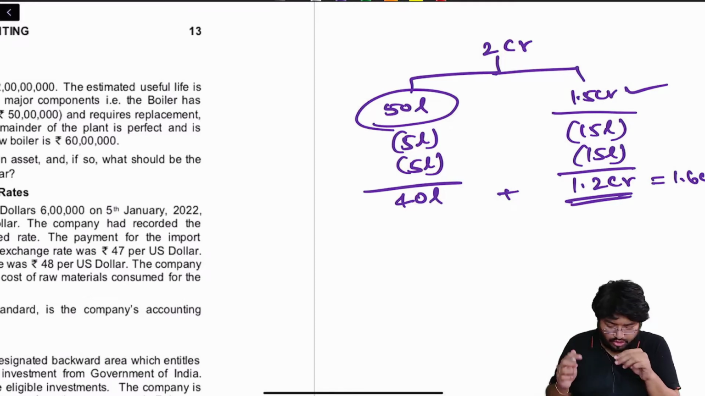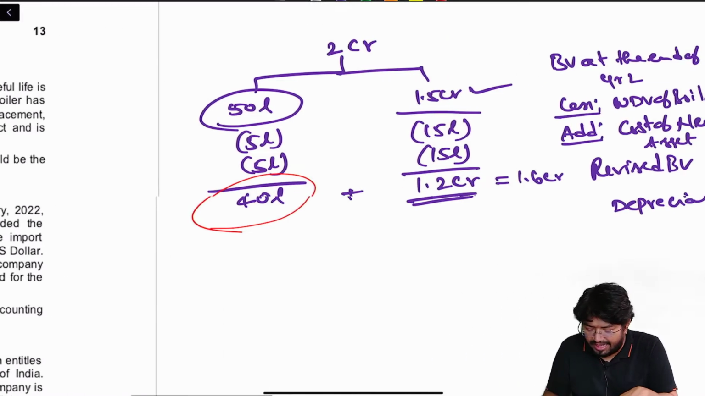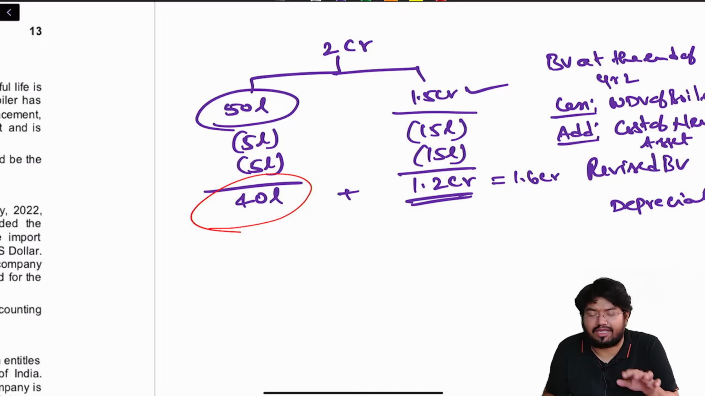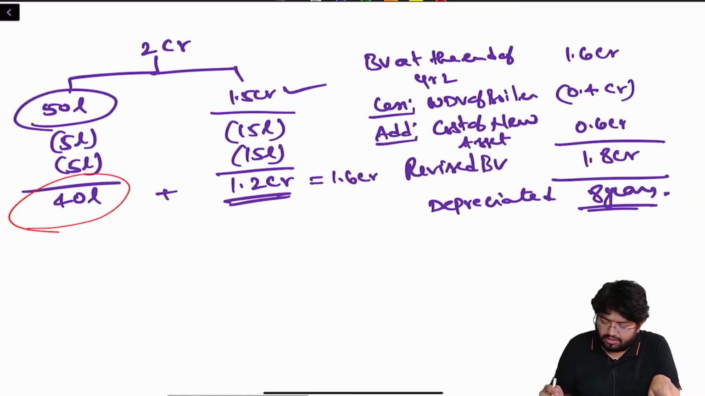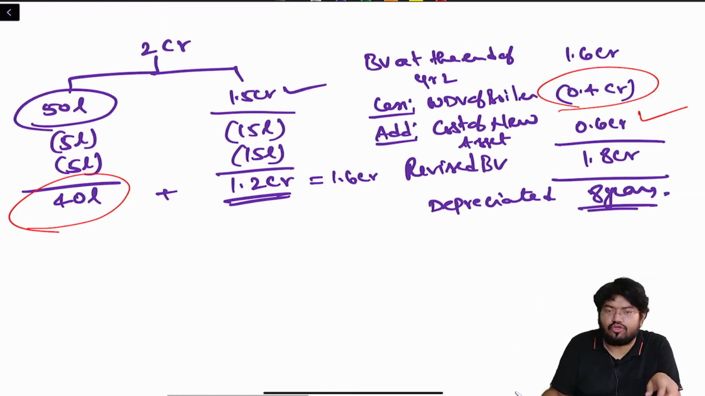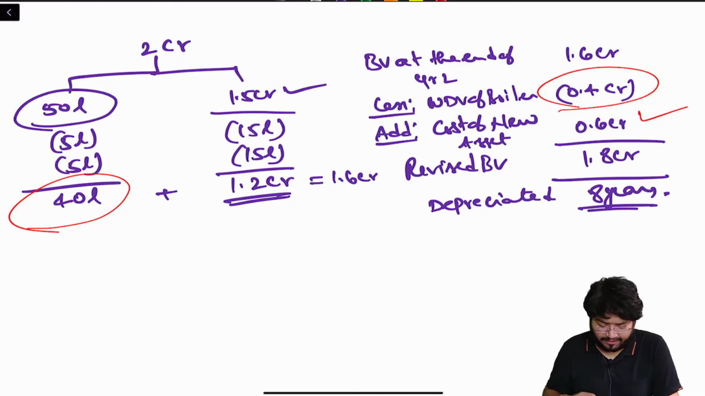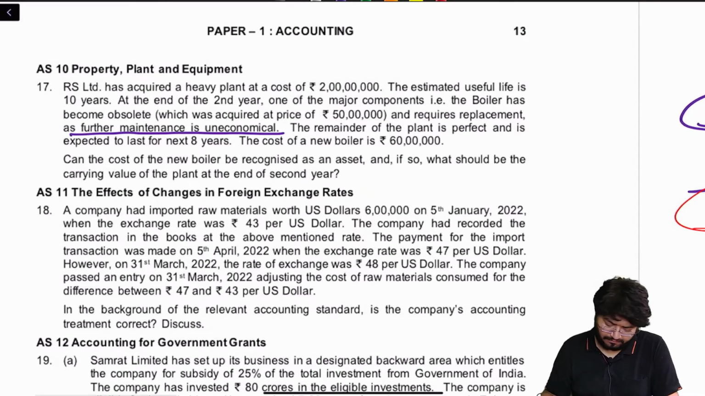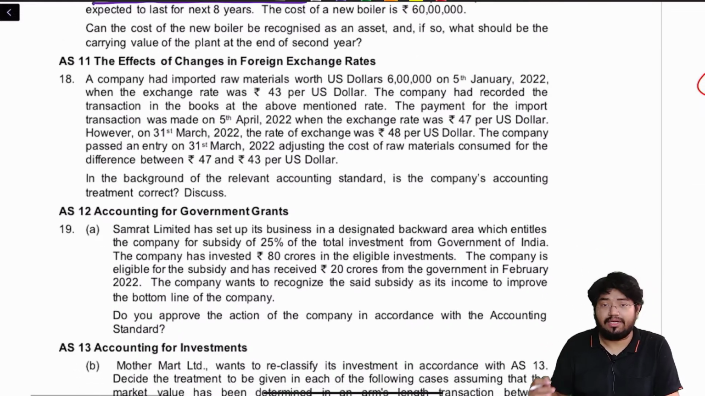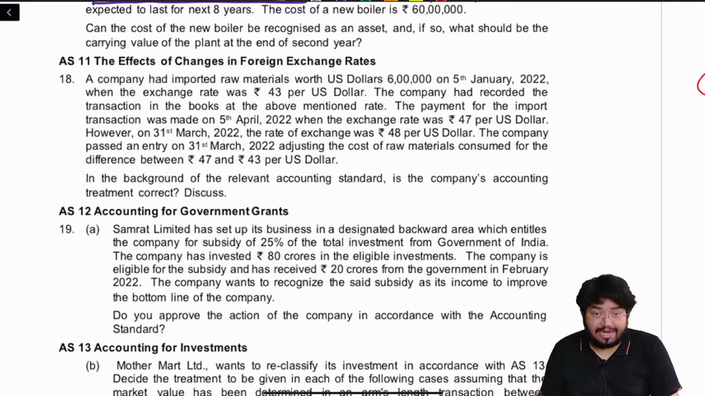So right now my existing boiler value is 40 lakhs. This 40 lakhs I am going to deduct out of the current book value, and add the new asset's value into my balance sheet. That is what we have done. Is that clear? Am I right? Yes, sir. Okay. Next, 18th question.